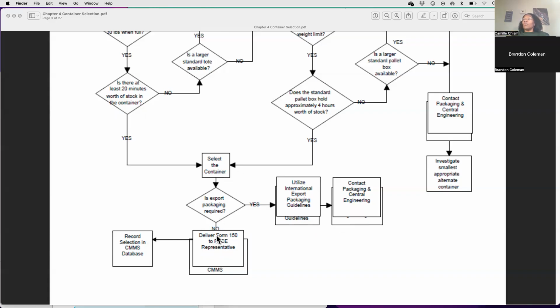This one, if there's no export packaging required, this is telling them what to do. This is probably some form to say, this is the packaging that I've selected. Some companies might call it a packaging data form. Other ones might call it a spec sheet. It just depends on the company.